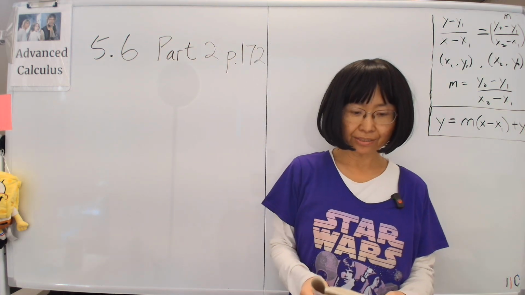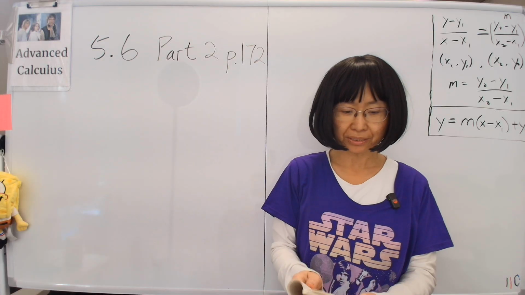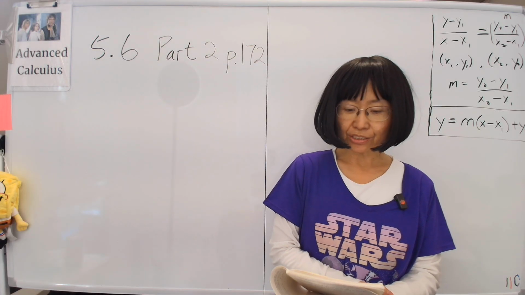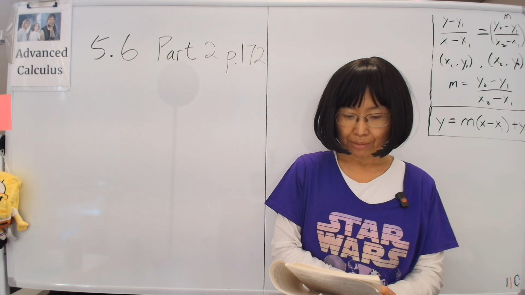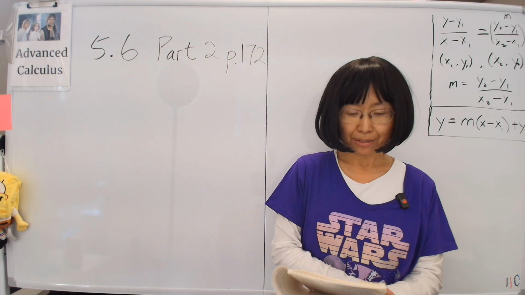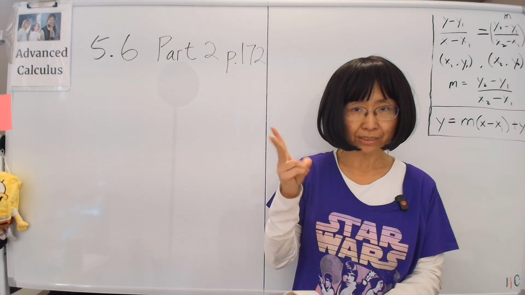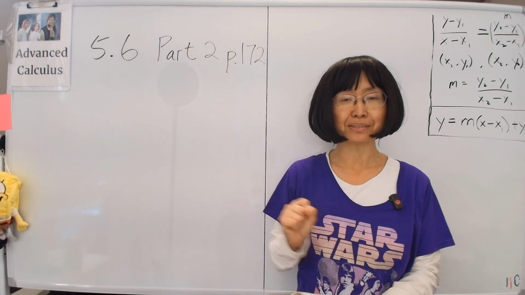Continuing on page 172, we'll look at the next thing, which is called uniform continuity, in the middle of the page. It says Definition 9. The function f(x) is uniformly continuous in a closed interval means that given any epsilon, there exists delta such that for all points that are within delta of each other, f(x) will be within epsilon.